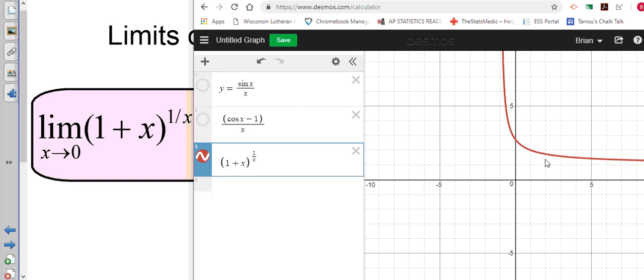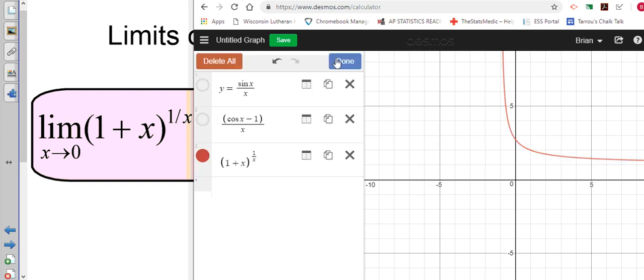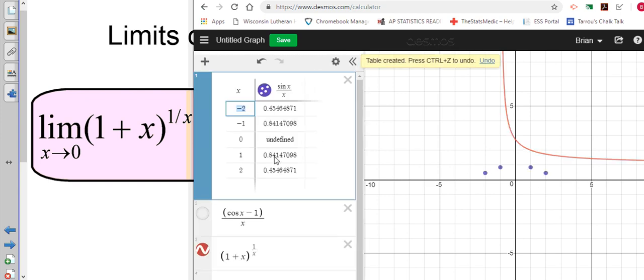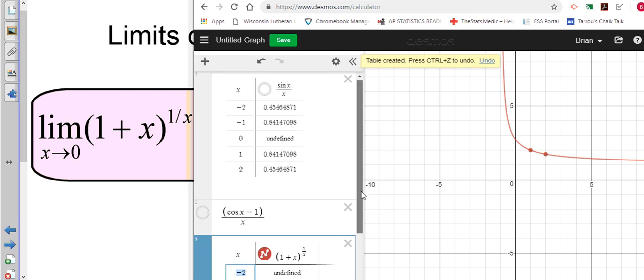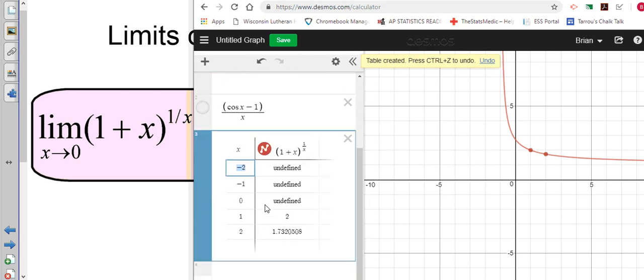I'm going to get rid of that. Now, as we get closer and closer, I'm going to create a table of values. Not for that one, I want this one. All right, here we go. Table of values, as we get closer and closer to 0.